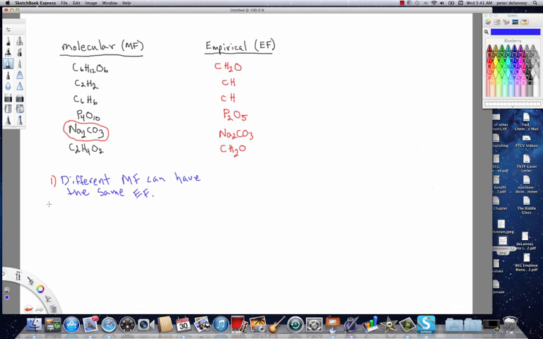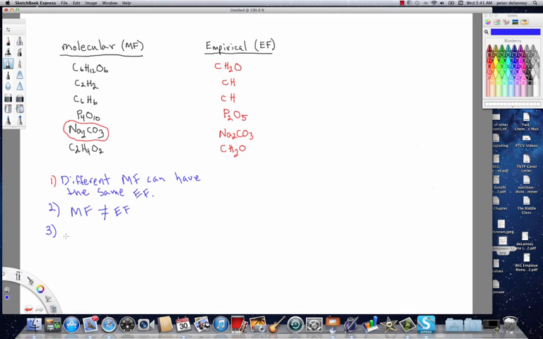All right, and the second thing that I'm going to say here is that in the case of most molecular formulas, they do not equal their EF. All right, that's an important concept. There are exceptions to this. The simpler the chemical compound for a covalent compound, the more likelihood that the molecular formula is going to equal the empirical formula. But for anything that has any sort of complexity to it, the likelihood that the molecular formula is going to equal the empirical formula is not likely.